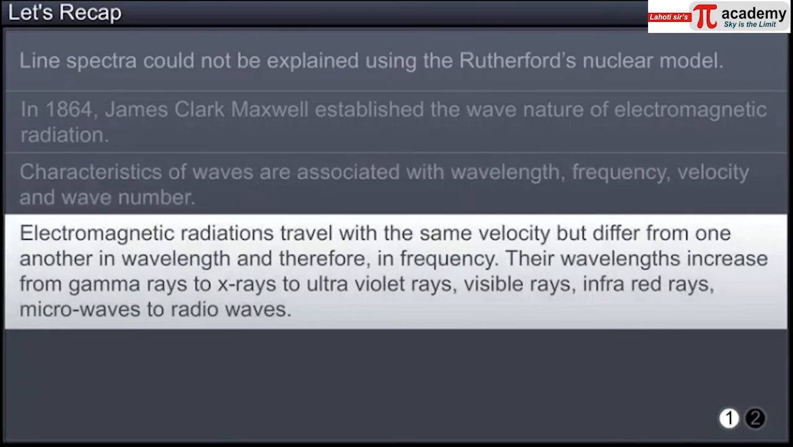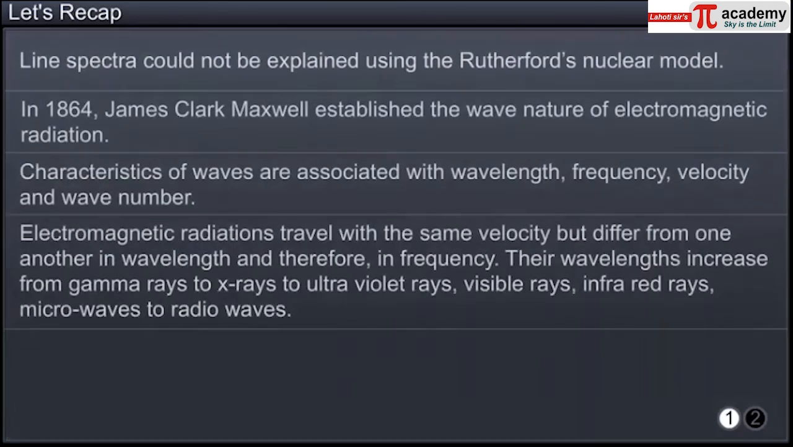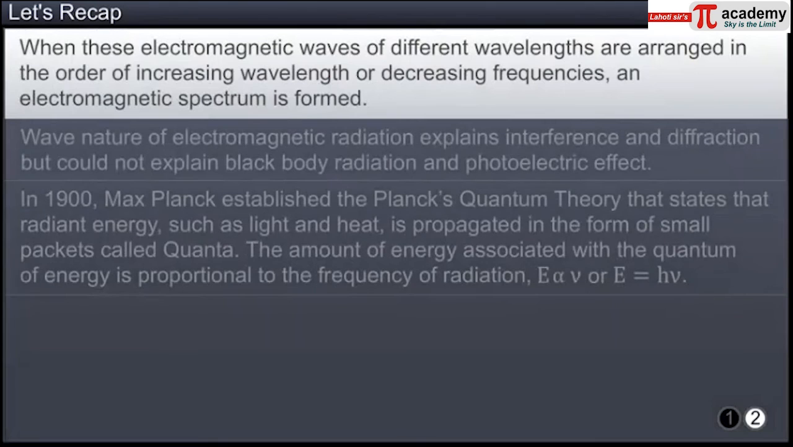Electromagnetic radiations travel with the same velocity but differ from one another in wavelength and therefore in frequency. Their wavelengths increase from gamma rays to X-rays to ultraviolet rays, visible rays, infrared rays, microwaves to radio waves. When these electromagnetic waves of different wavelengths are arranged in the order of increasing wavelength or decreasing frequencies, an electromagnetic spectrum is formed.